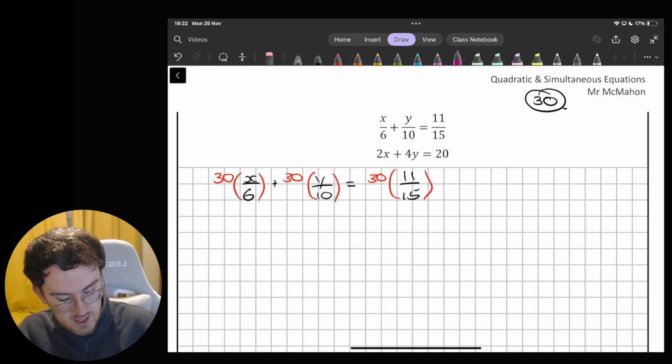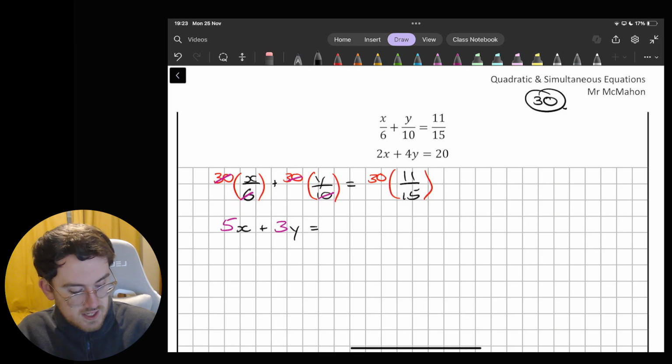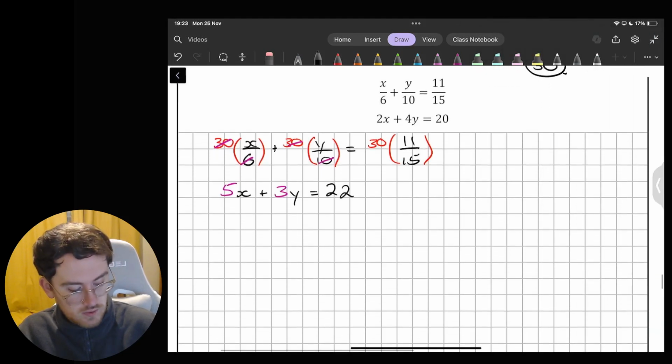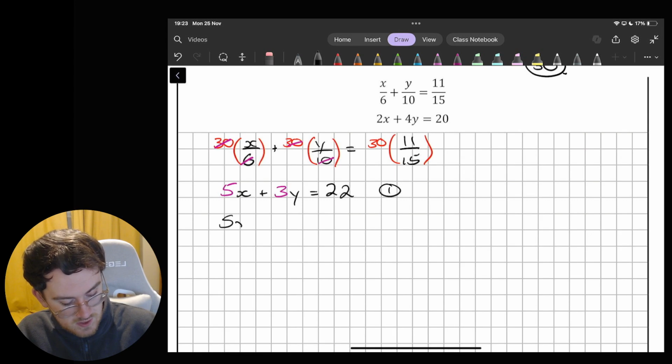and adjust accordingly. From what we said before, we're multiplying by 30 but dividing by 6, so that's like multiplying by 5. Essentially, we're just doing 30 divided by 6. 30 divided by 10, 3, so 3y, and 30 times 11 over 15. Again, we could do that one in the same way, or because it's all numbers, you could just multiply it out exactly. Okay, and we get our full equation there. So taking that now, 5x plus 3y equals 22, and then 2x plus 4y equals 20.